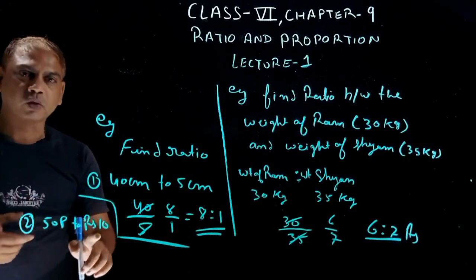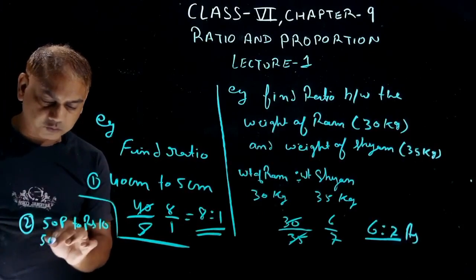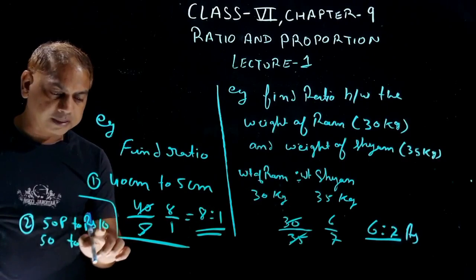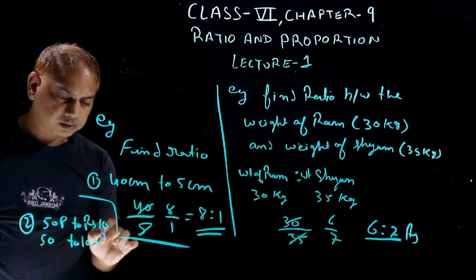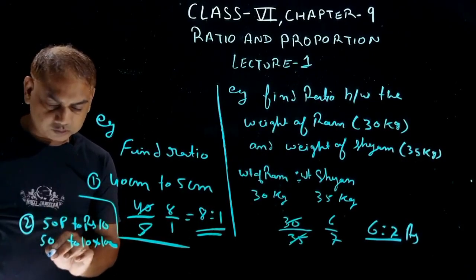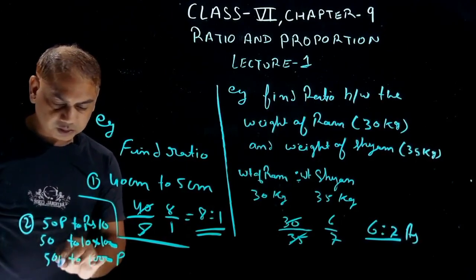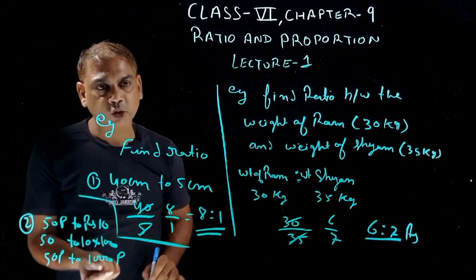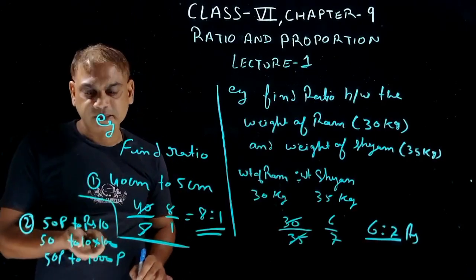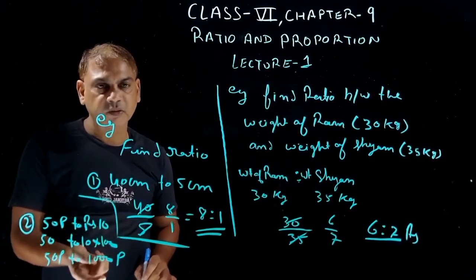So I will convert rupees 10 into paisa. 50 paisa to 10 rupees, 10 into 100. So this will be equal to 50 to 1000 paisa. This is paisa and this is also paisa. 1 rupee is equal to 100 paisa. So 10 into 100 will be 1000 paisa.